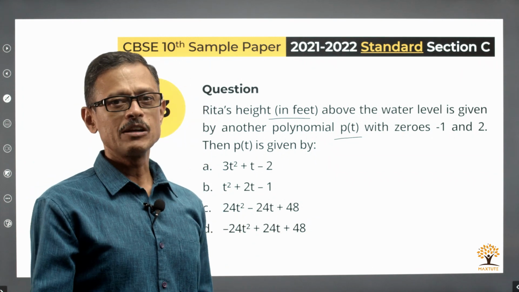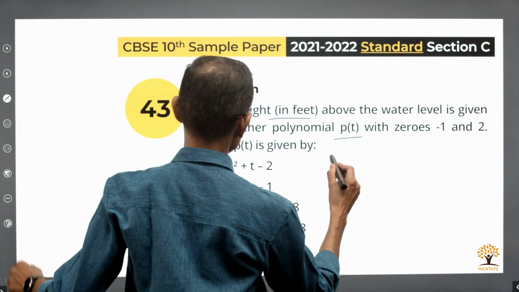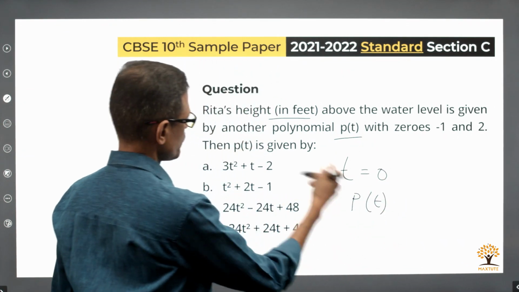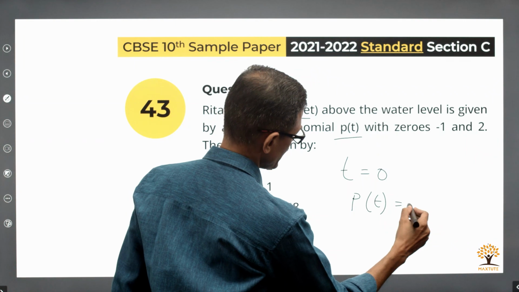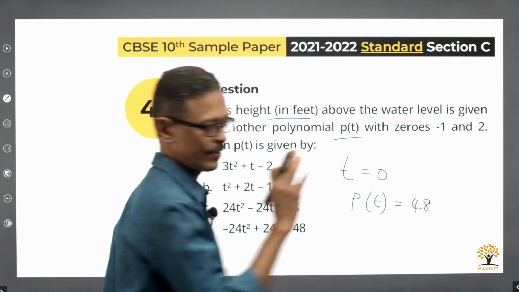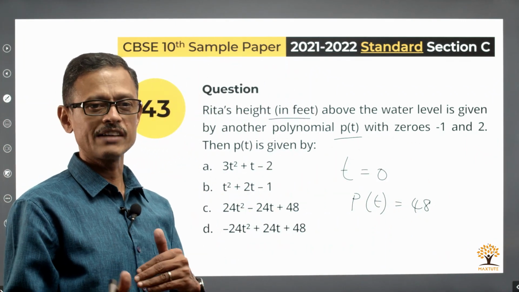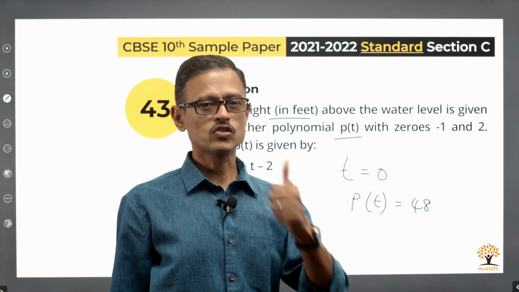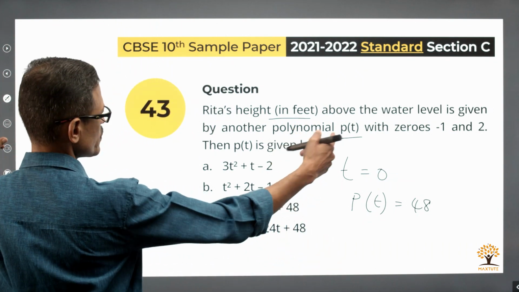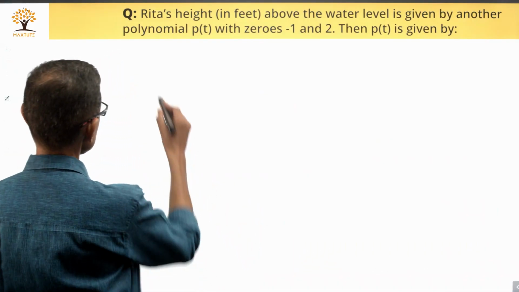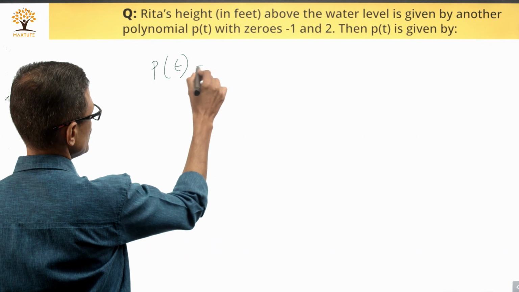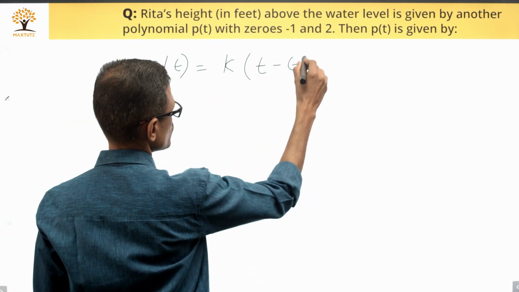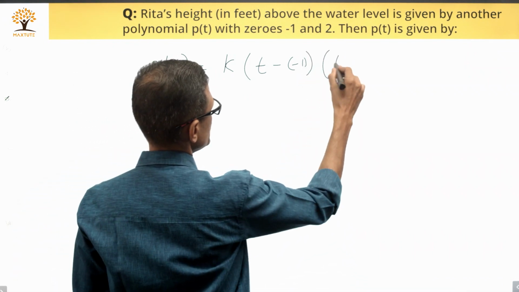They are using the same diving board. So, at t is equal to 0, this p of t, the polynomial for Rita, its height is going to be equal to 48 feet. That is given for her. For anyone who is using this diving board, initially at time 0, the height from the water level is going to be 48. So, this is what we are going to be using. The zeros are minus 1 and 2, which means that p of t will be equal to some k times t minus of minus 1, which is t plus 1, into t minus 2.